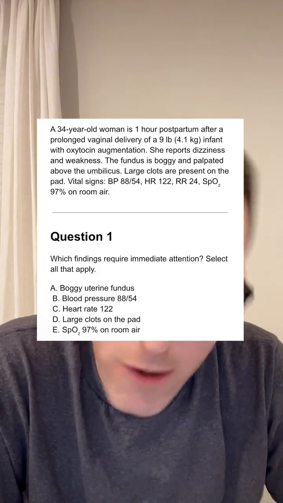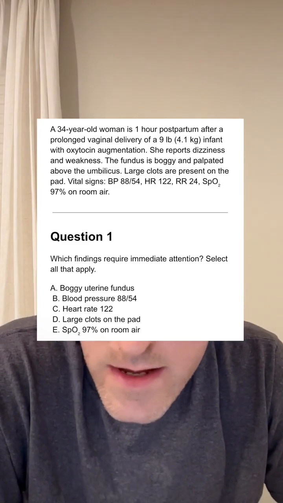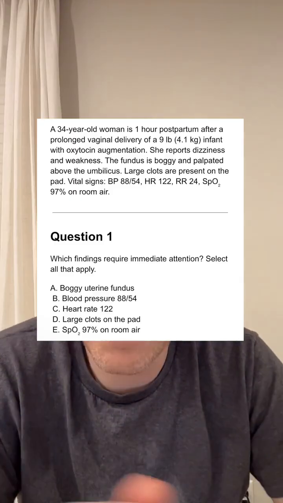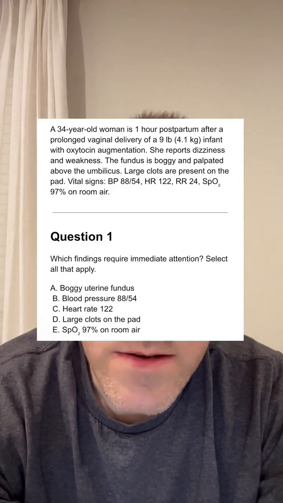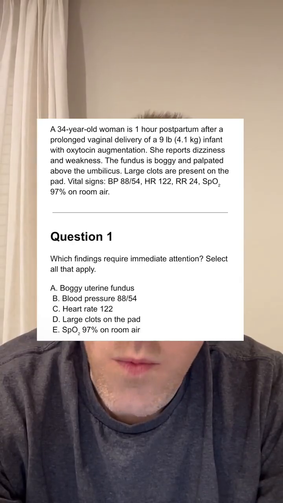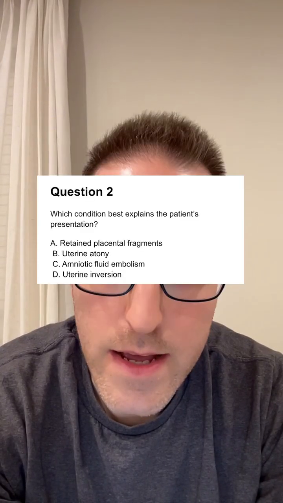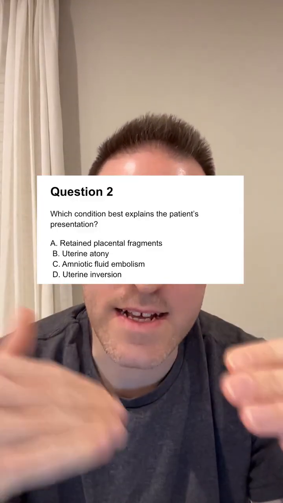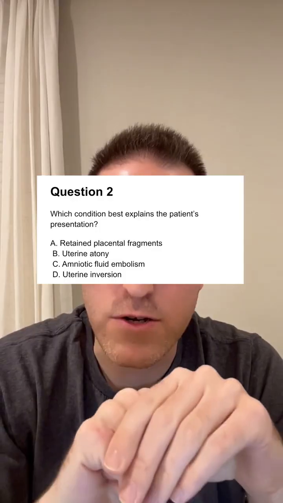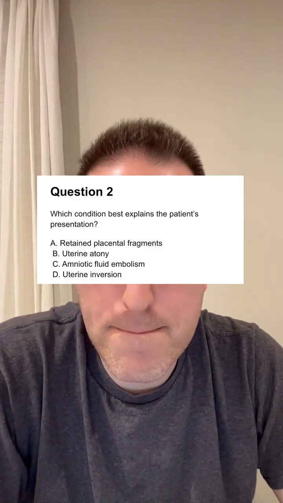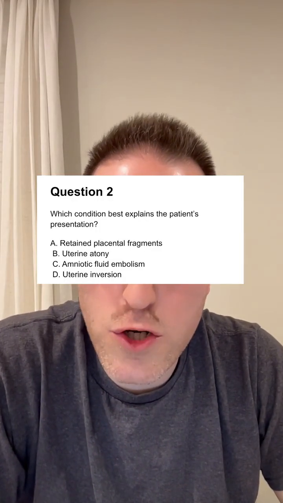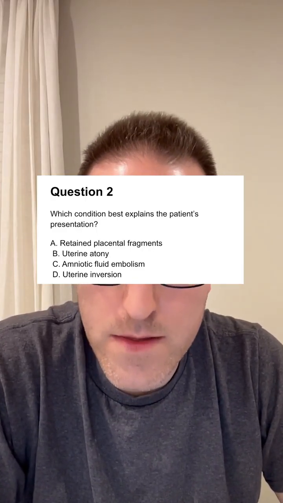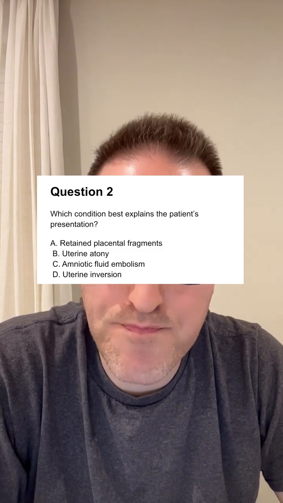Although I see some of you saying, are clots good things? Well, in this case, large clots signal uncontrolled uterine bleeding. All right. So that is question 1. Good job. And question 2 here. Which condition best explains the patient's presentation?